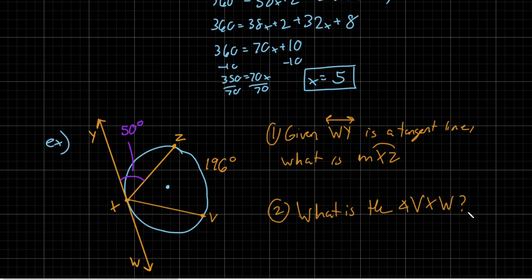Well, that's this all like post office. 196 divided by 2. Okay, what do we get for number 2?